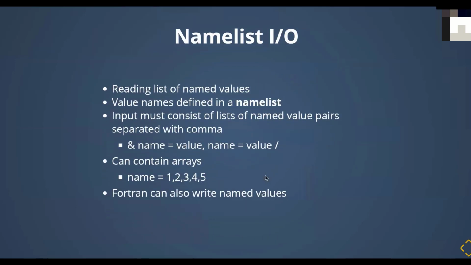Then there is a more sophisticated way of doing it, more structured than list IO. You read and write named values to the file, and you define these names using the namelist declaration. Here you specify all the names that you want to use in the file. Input must consist of name-value pairs, so you specify name and then a value, name, value, and end with a slash. You can also specify arrays, with name equals 1, 2, 3, 4, 5. And you can both read from and write to these namelist IO files.